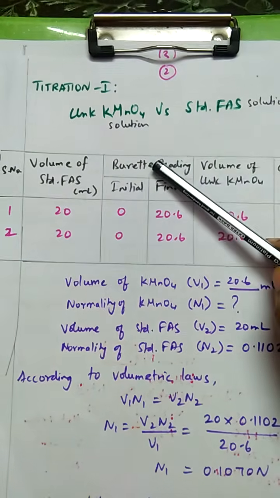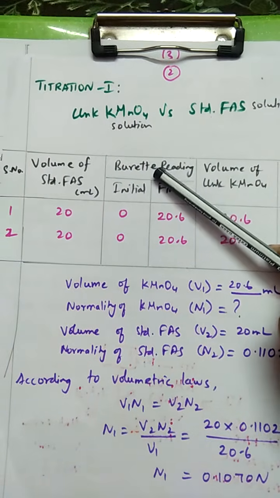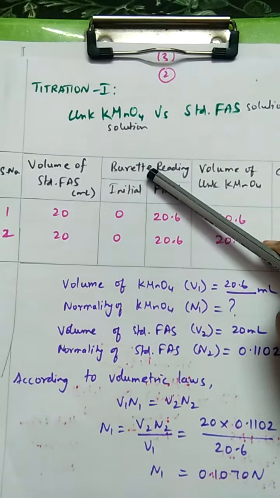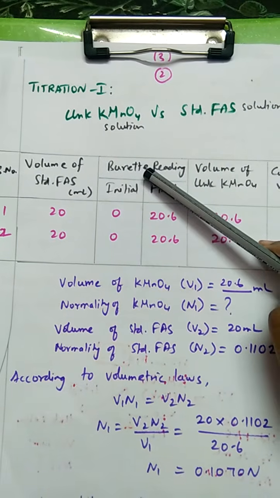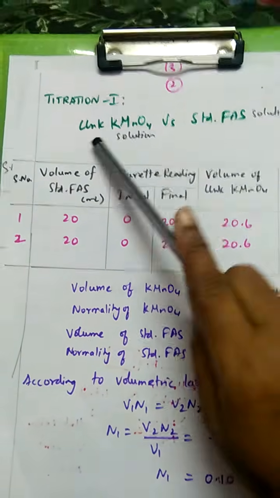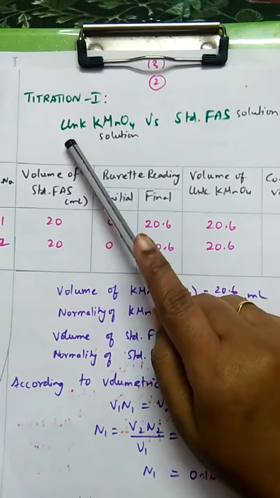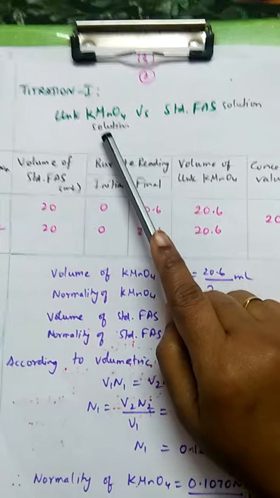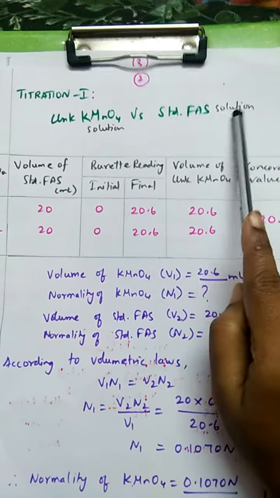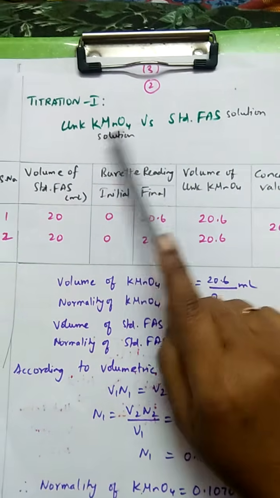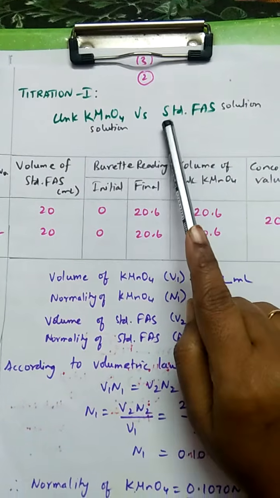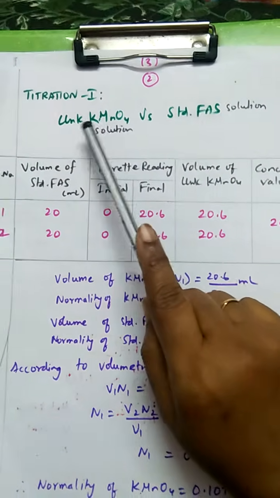Hi students, now we are going to discuss the calculation part for estimation of ferrous sulfate solution. So the first iteration, as I already told you, is between unknown potassium permanganate solution and standard ferrous ammonium sulfate solution. Ferrous ammonium sulfate is given as standard whose normality is known.